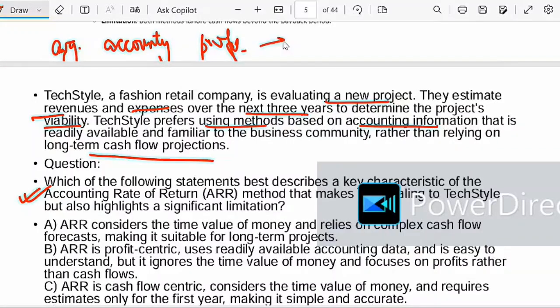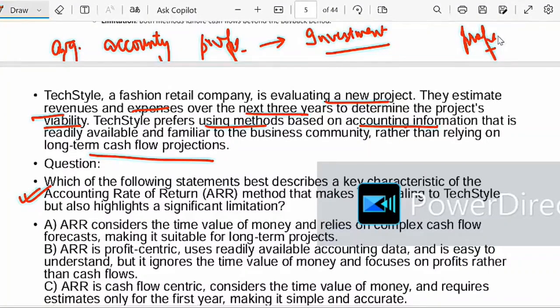Try to understand it. On one part you have the investment that the company has invested. On the other part you have the profit. So basically it compares investment as well as profit. It tells you how much profit a company expects to make from a project every year, compared to what it invested initially.